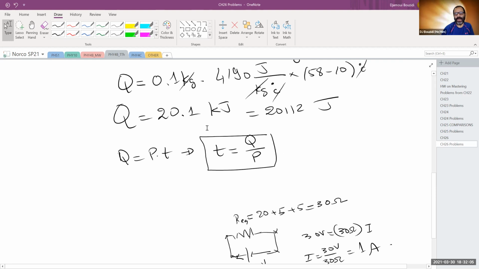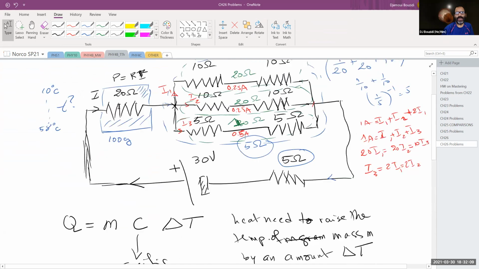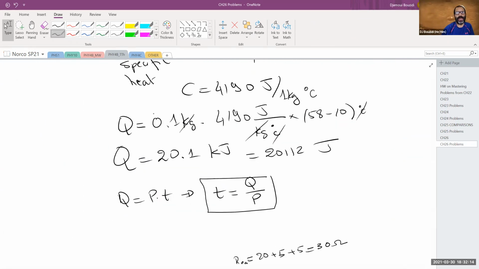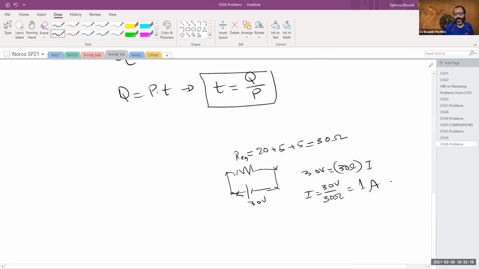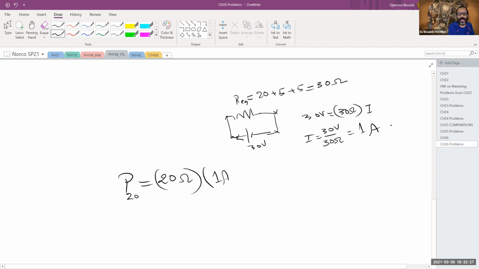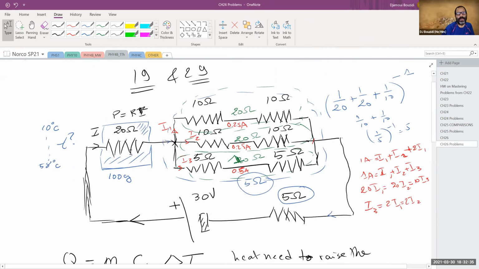So we have the power now, since we know the current is 1 amp, and the power is going to be 20 times 1 squared. So for this particular problem, the power P is across the 20 ohms. Let's make it clear, okay? That's what we're calculating. It's 20 ohms times the current squared, and the current squared happened to be 1. So this answer is 20 watts. So the power is 20 watts across this resistor.